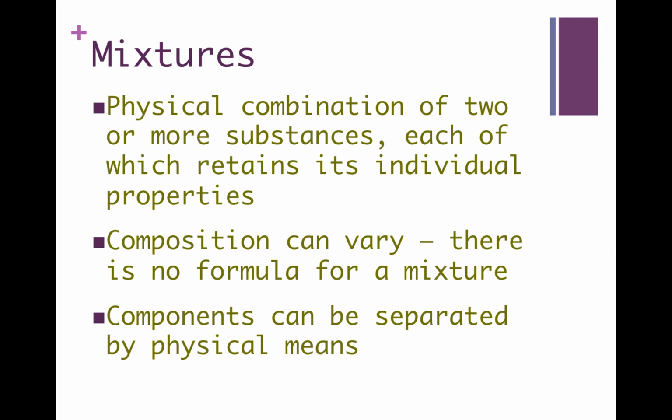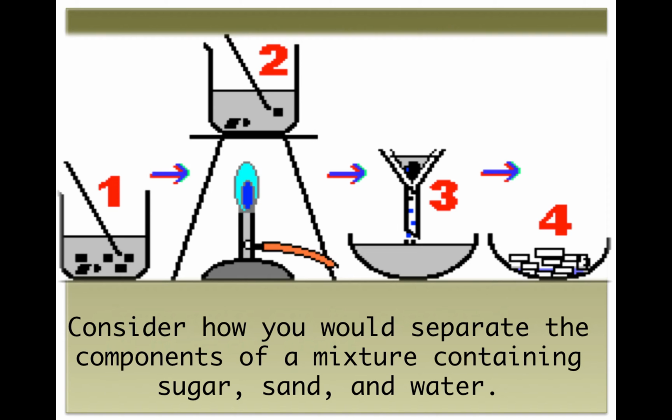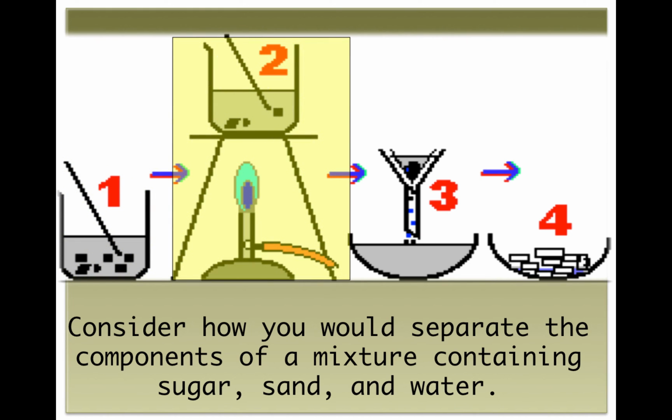Let's look at the following mixture and see how we can separate the components. Consider how you would separate the components of a mixture containing sugar, sand, and water found in beaker 1. The first thing you might do is heat it up. By heating it up, what would dissolve? The sugar or the sand? Well, you guys would probably guess that it's the sugar that's going to dissolve in the water and the sand will remain undissolved.